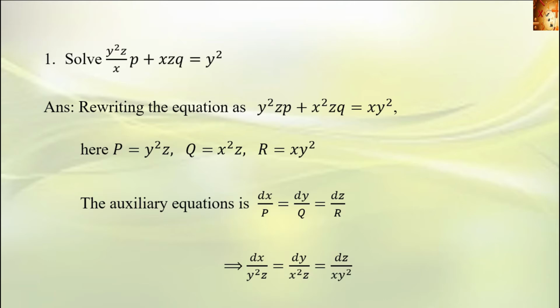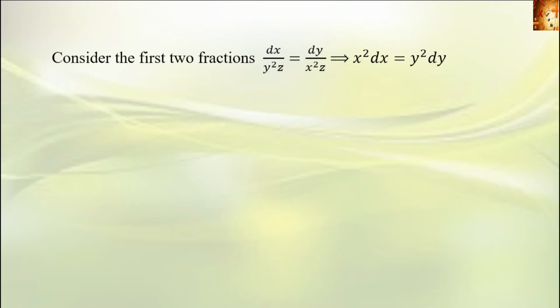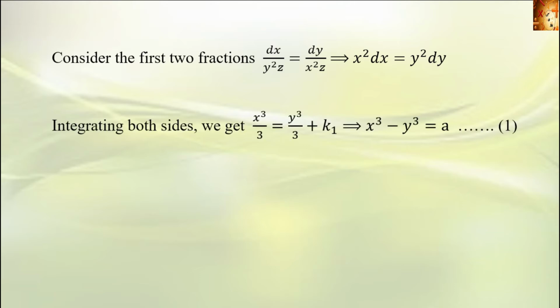So considering any two fractions, here I am considering the first two fractions. That is dx by y square z equal to dy by x square z. Here in the denominator z is a common term, so we can cancel it and cross multiplying we get x square dx equal to y square dy. So here it is in a variable separable form. So direct integration gives the answer. Integrating both sides we get x cube by 3 equal to y cube by 3 plus a constant. Next we can rewrite this equation as x cube minus y cube equal to 3k1, and 3k1 is substituted as a.